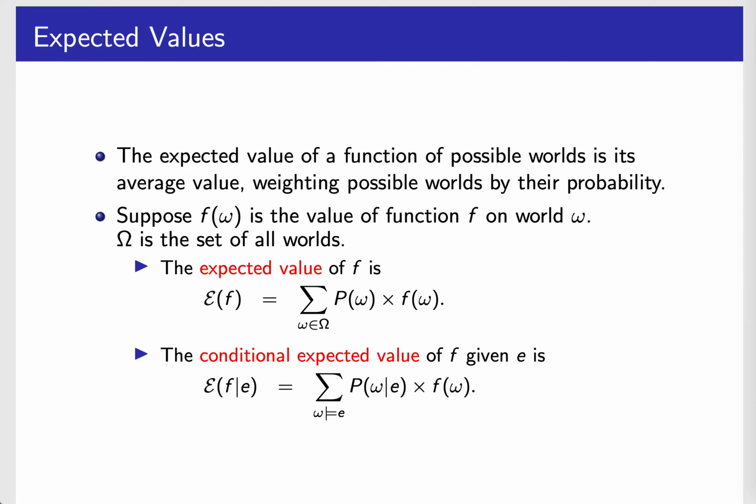And we're also going to define conditional expected value. We're just going to condition on E. So we're going to look at just the worlds that entail E. This one here has this constant. Remember, the worlds that entail E are now going to be multiplied by this constant. And we're going to just have this measure of E.